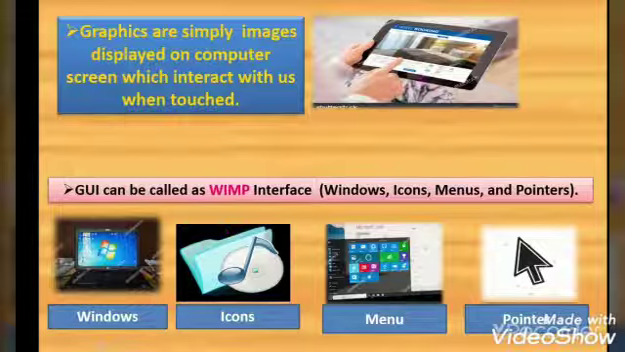Graphical means simply images. Here we see many images on the tablet by which we understand what we have to do. All of this interacts with touching. So GUI is also called the WIMP interface, which stands for windows, icons, menus and pointers.